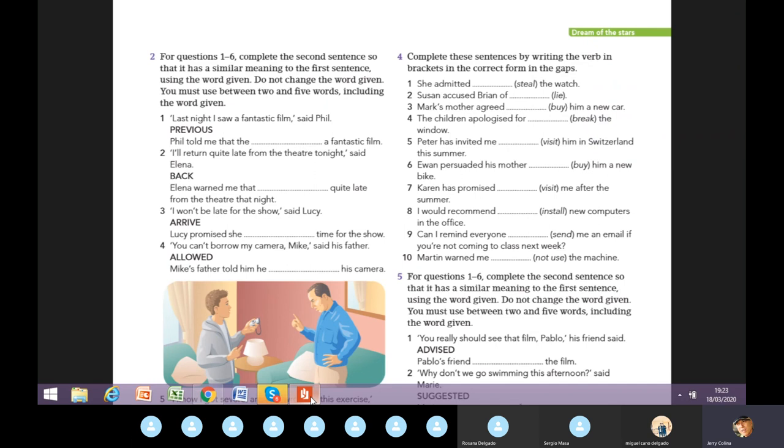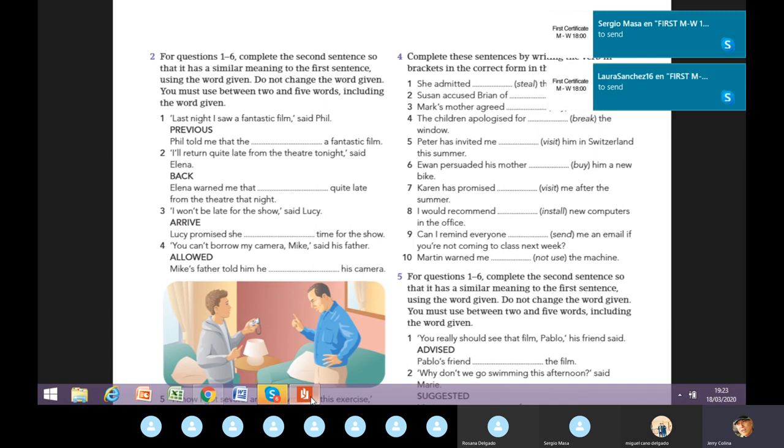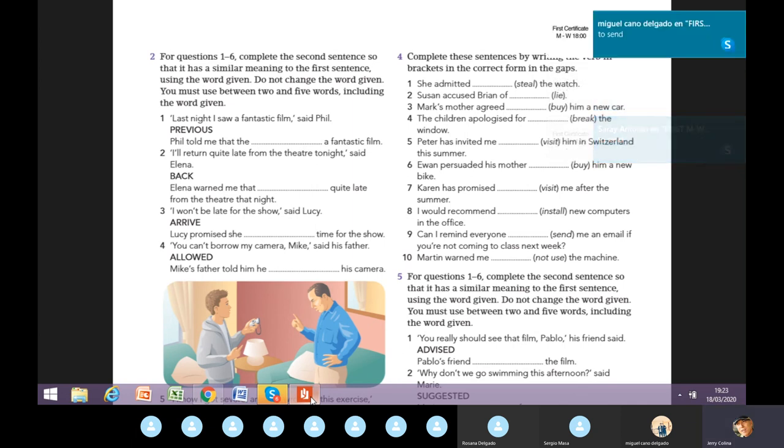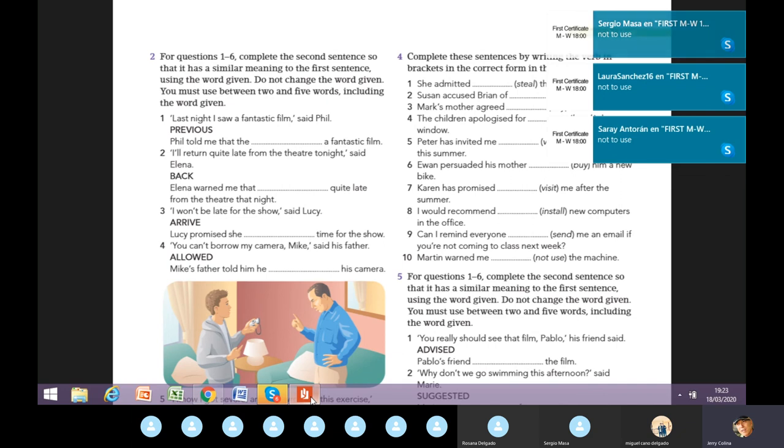Number nine, can I remind everyone sending or to send? To send. Very good, friends, correct. Is to send. And number 10, Martin warned me not to use. Yes, not to use is the correct answer here. Not to use.